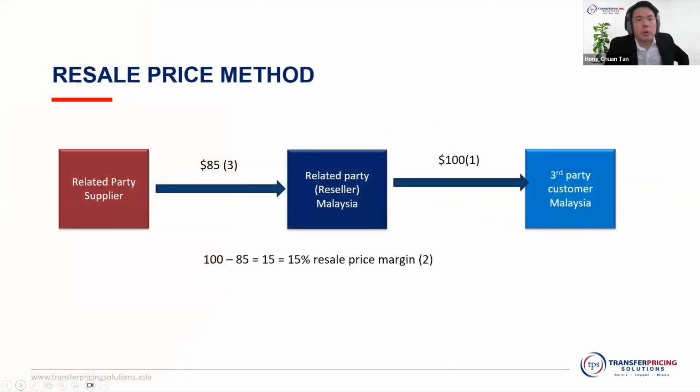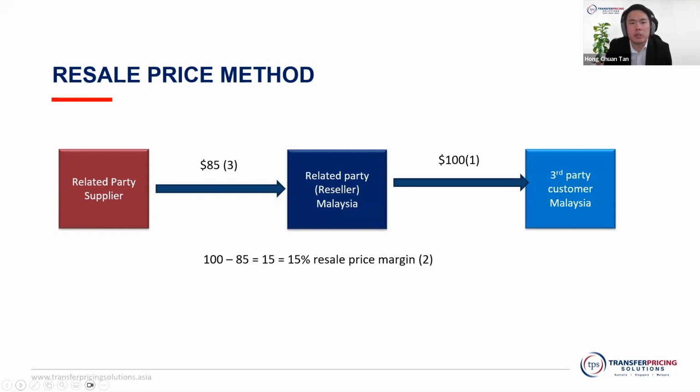Now, drilling down to resale price, the goal of using the resale price method is to test the resale price margin of the reseller. If you look at this example where the supplier sells to the reseller at 85, who then sells it on to the third party at 100, the resale price margin here is 15%, right? So basically, we're using this 15% to compare against internal or external data, similar to what I mentioned earlier in the CUP. You'll be looking at whether you have internal data or external data, right?